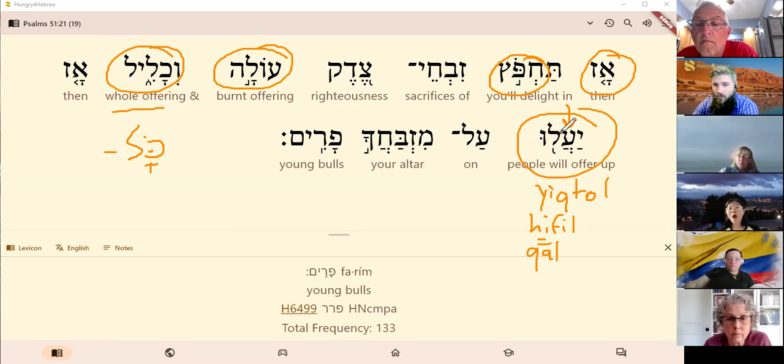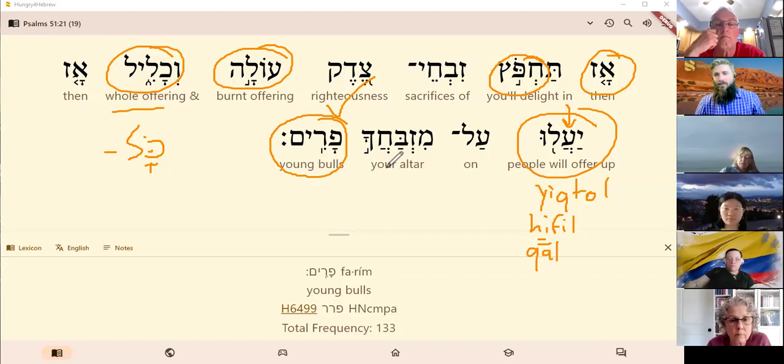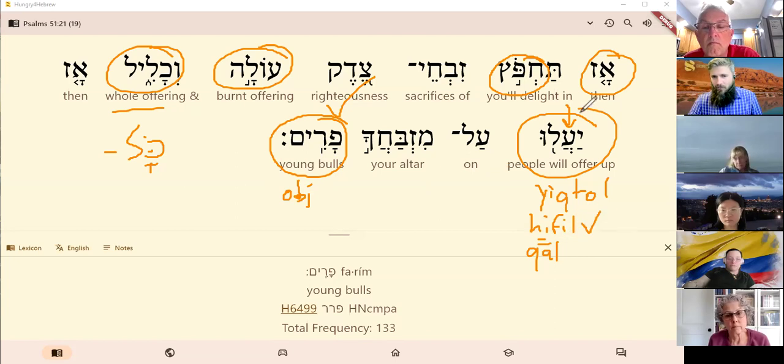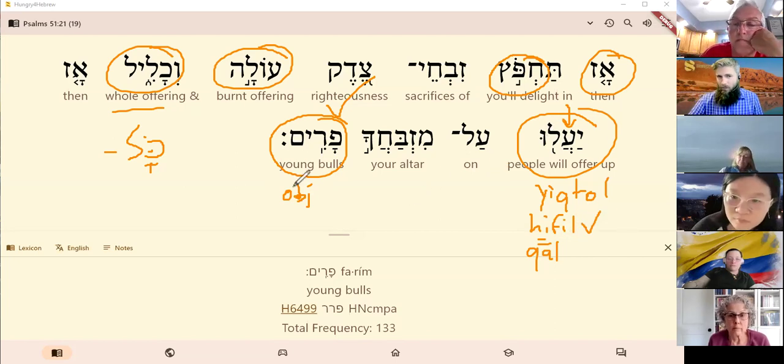So how can we tell which binyan this is? It's not in the verb ya'alu. It's going to have to be in the object. Is there an object? Yep. It's going to be hifil, because hifil is a transitive verb. You can do something to something else if it's a hifil. Sometimes you can in a kal also, but hifil is pretty much always a transitive verb. So because we have an object over here, we can be certain that it's a hifil. They will make go up the young bulls.